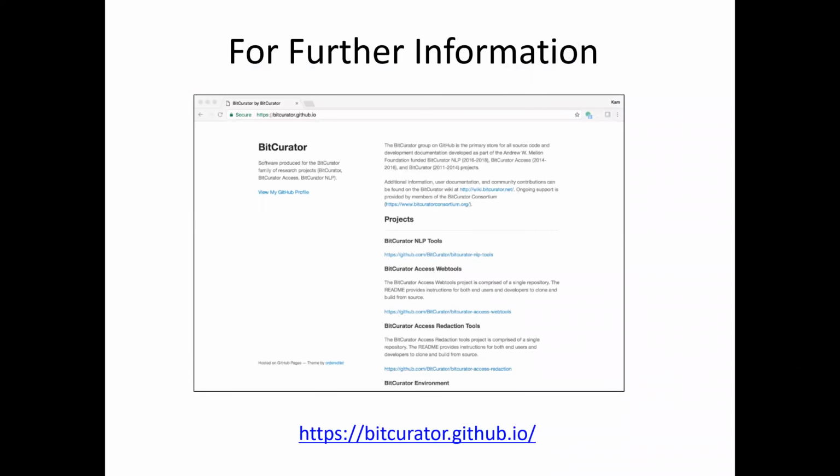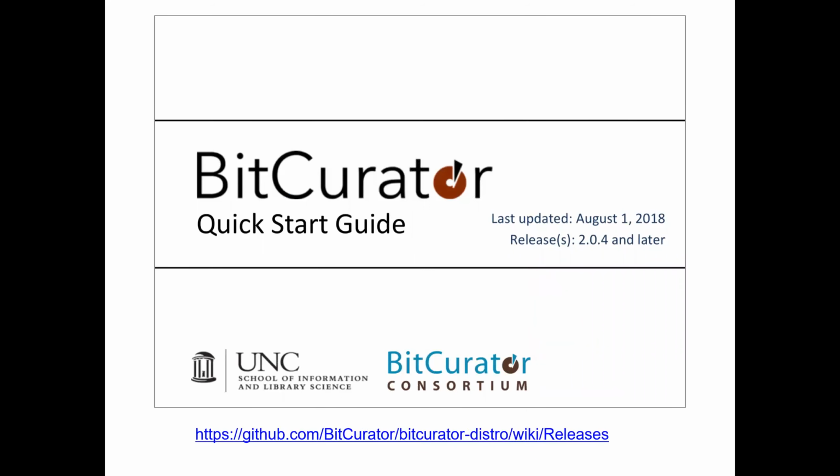So for further information, bitcurator.github.io has information about the various component projects of this larger set of activities, including the original BitCurator project, BitCurator Access, BitCurator NLP, which I didn't really talk about in detail. Our most recent project is called RATOM, that's focusing more on email preservation, retention, and processing. And then finally, the BitCurator Quick Start Guide is the best place to get started using the software.